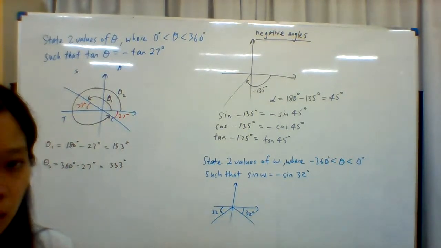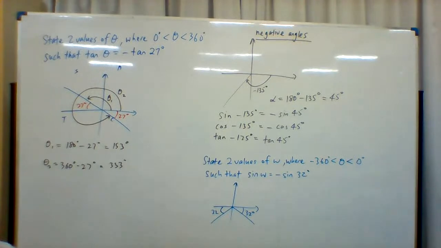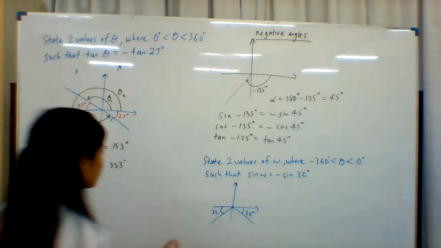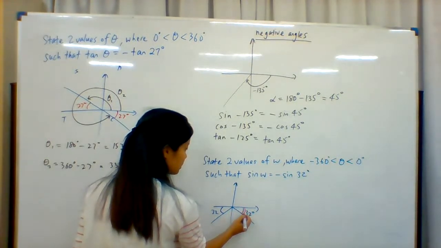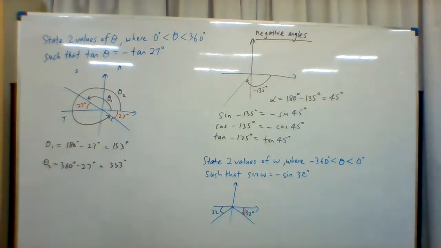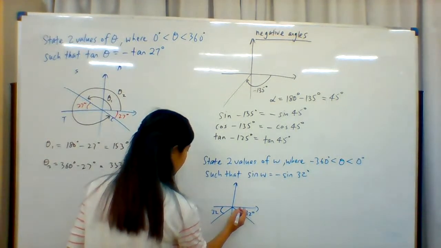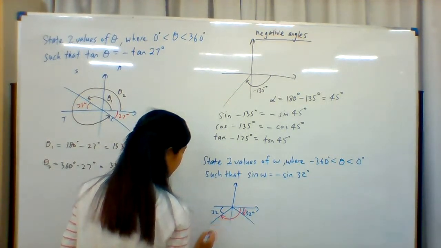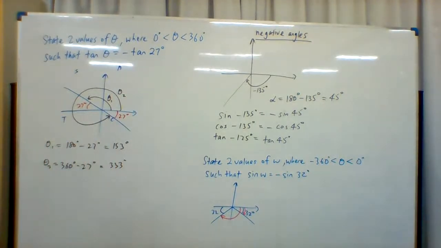And don't forget, because it is negative, we are reading from the clockwise direction, meaning in this case the basic angle is the same as your theta, right? And then same thing here. If you read until here, you have to take your 180 minus your 32. Oh, but in this case, it's plus. Okay?